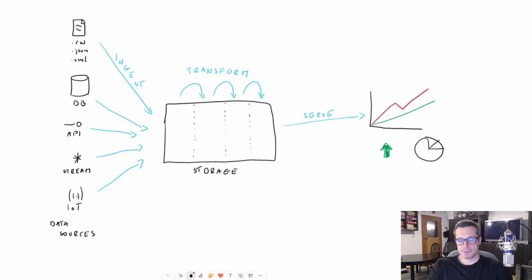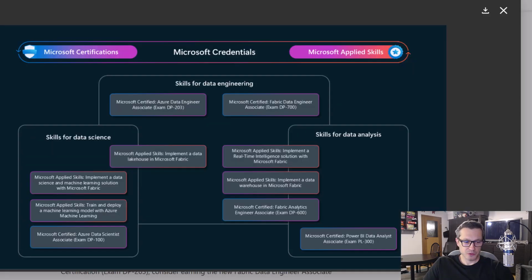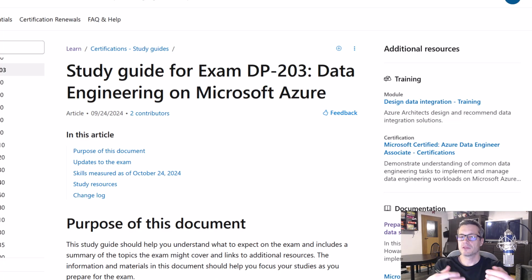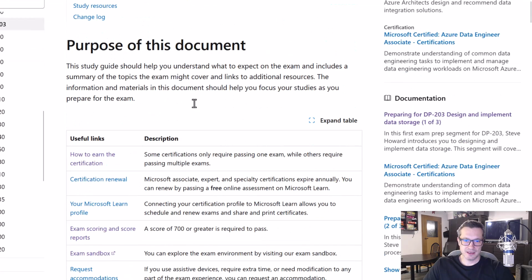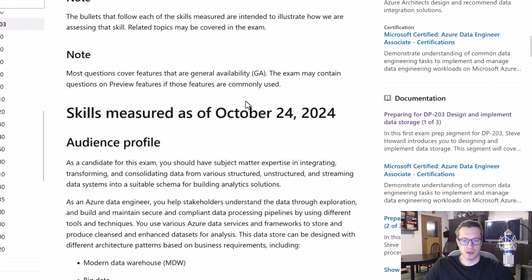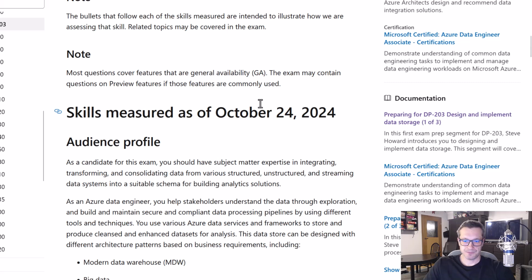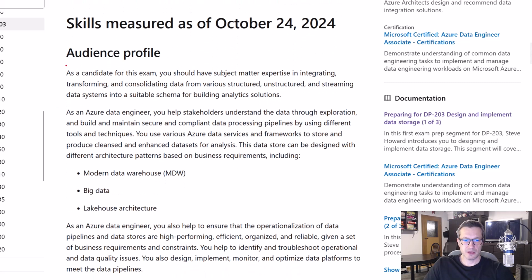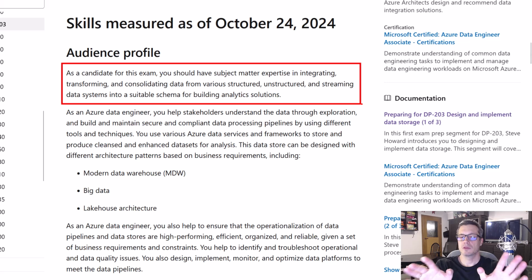And now, great, but how does it apply to those three exams, where each of them focuses on which area? So the simplest way to check this is to go to the study guide for each of those exams. And let's take a look at their first paragraph where they say what it is all about. So let's start with DP-203. And let's take a look at the audience profile. So DP-203, Azure Data Engineering.